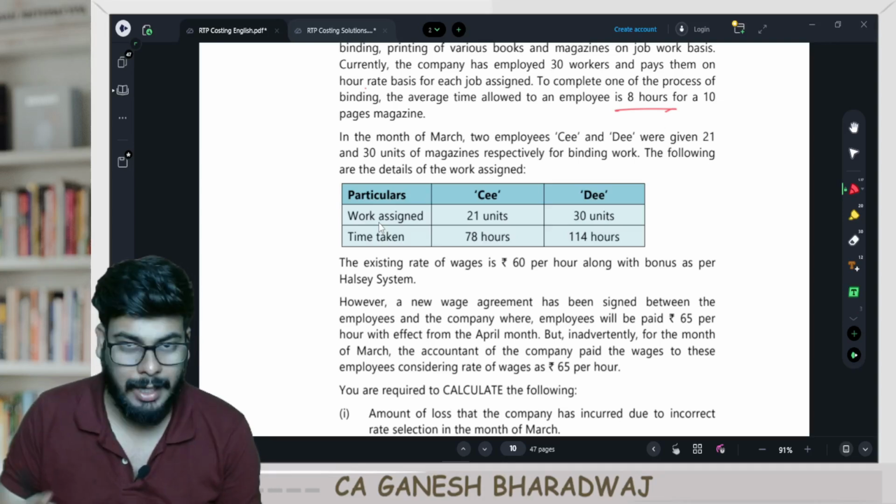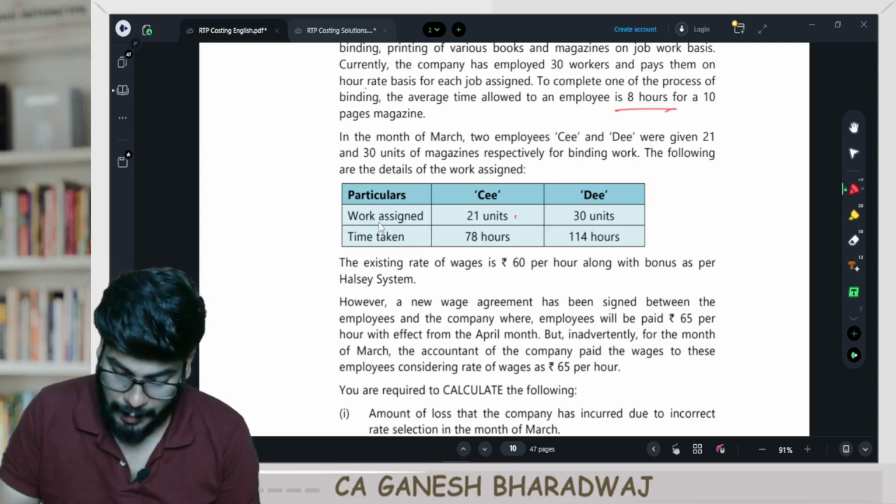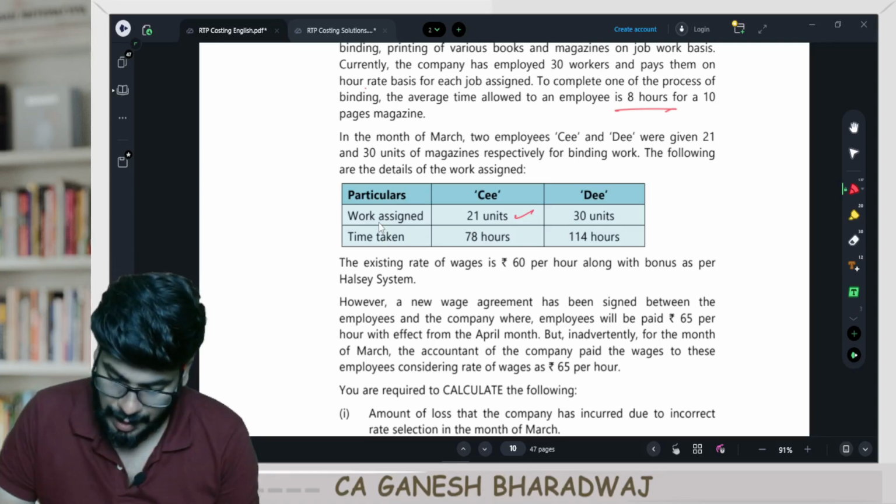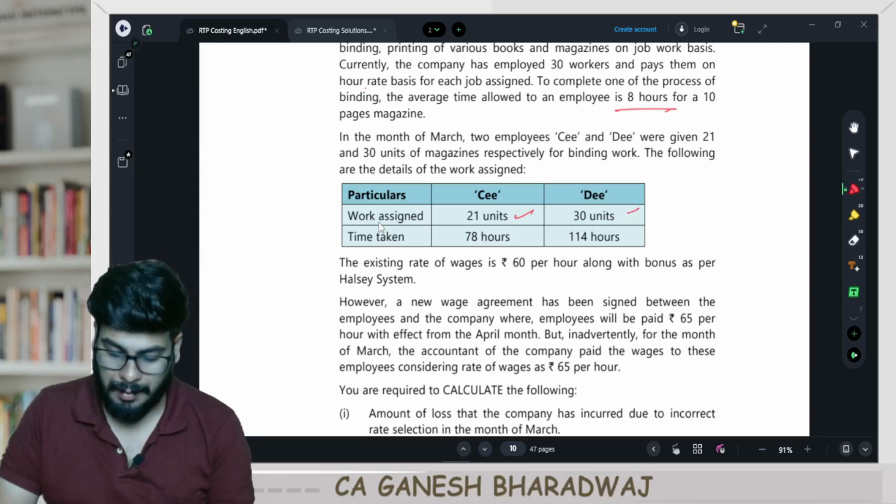So C and D are 2 workers, right? Work assigned 21 units means what? 21 magazines. And for D, it's going to be 30 magazines.